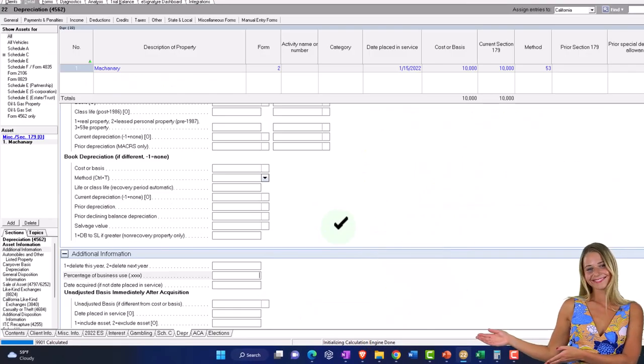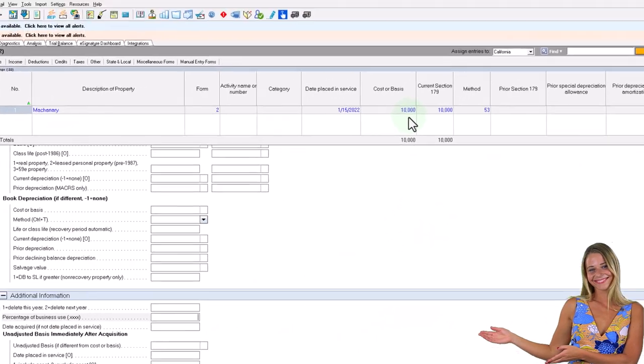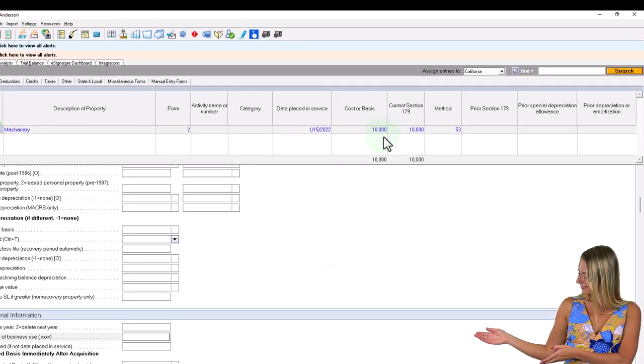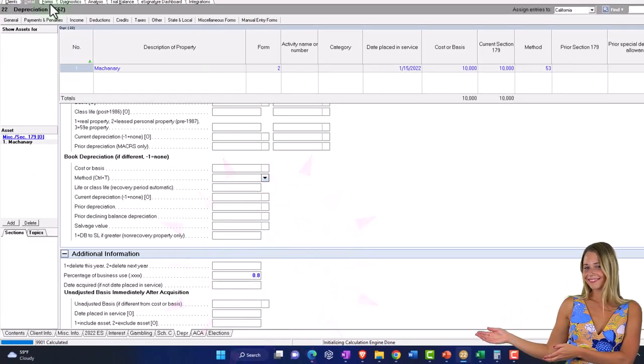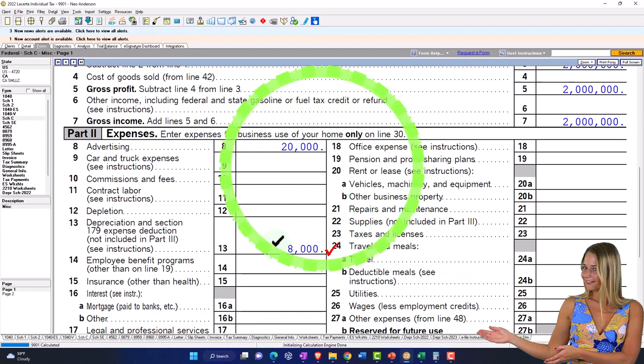Now, you could also have a situation where the property is split, for example, between business use or personal use. So let's say it was like 80% business. And if I go back over, now I've got the 8,000.